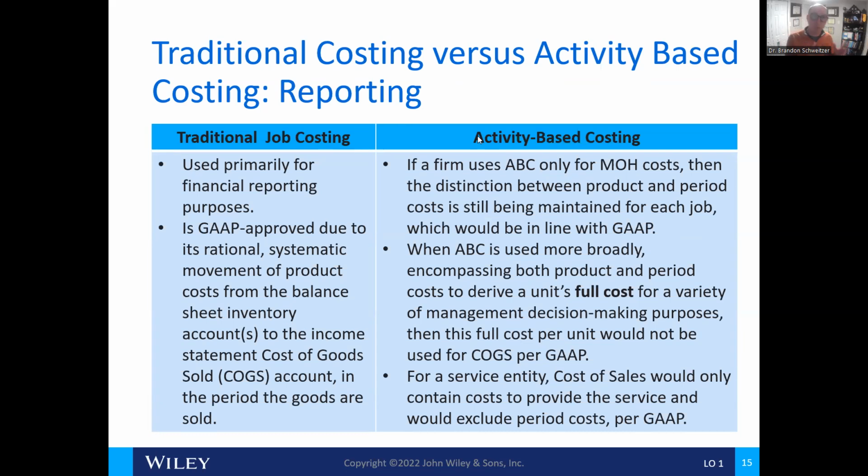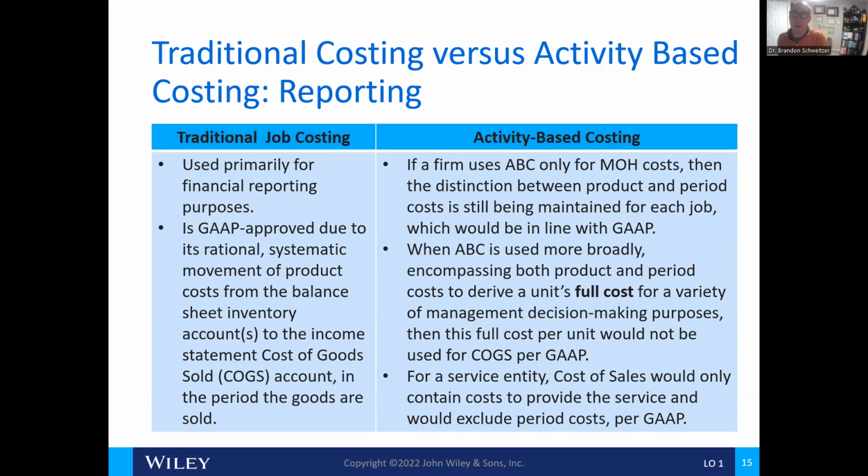When it comes to reporting, traditional job costing primarily uses the financial reporting: income statement, balance sheet, statement of cash flow, statement of retained earnings. It's of course GAAP approved because they are publicly identified documents. The financial statements are, of course, and we cannot easily identify things like cost of goods sold, etc.